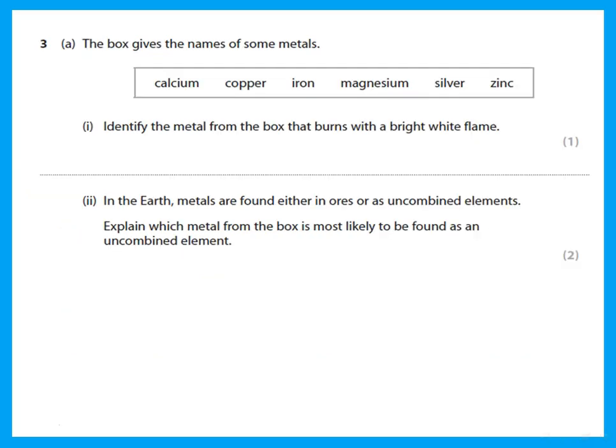The next question says the box gives the names of some metals. Identify the metal from the box that burns with a bright white flame. Remember, which one burns with a bright white flame? You should remember that that is magnesium. In the earth, metals are found either in ores or as uncombined elements. Explain which metal from the box is most likely to be found as an uncombined element. Remember that uncombined elements means that I can dig up the earth and get this metal as it is.